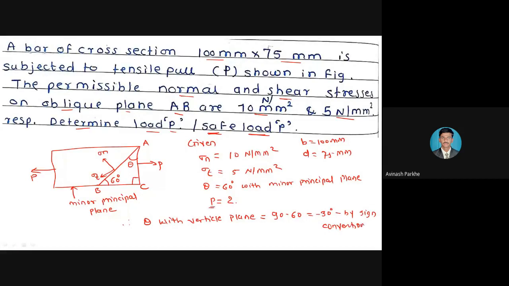By sign conventions of theta. In the previous two problems, the theta angle was already given with the vertical plane, so we can take that theta value as it is. But here, the 60-degree angle is given with the horizontal plane or minor principal plane. By using 60 degrees and 90 degrees, I have converted it to the vertical plane or major principal plane. So this minus 30 we have to take for further calculation.